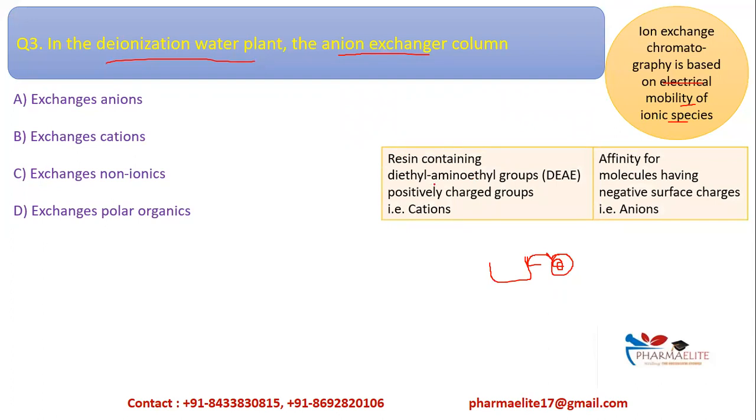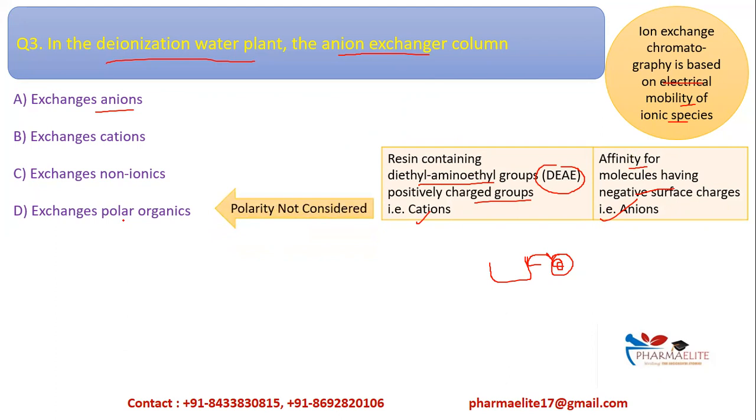Suppose a resin containing diethylaminoethyl groups, that is DEAE, is used. It has a positively charged group. Therefore, this resin has affinity for negative molecules having negatively charged surfaces, anions. Therefore, an anion exchanger column will exchange anions and it will not exchange anything else.